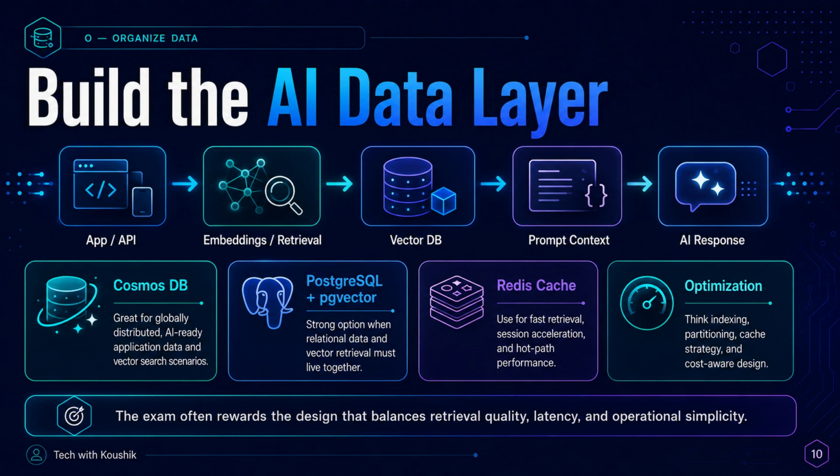Cosmos DB is useful for globally distributed application data and vector search scenarios. PostgreSQL with pgvector is useful when relational data and vector retrieval must work together. Redis is useful for fast caching, session context, and hot path acceleration. The exam will often test the balance between retrieval quality, latency, simplicity, and cost.